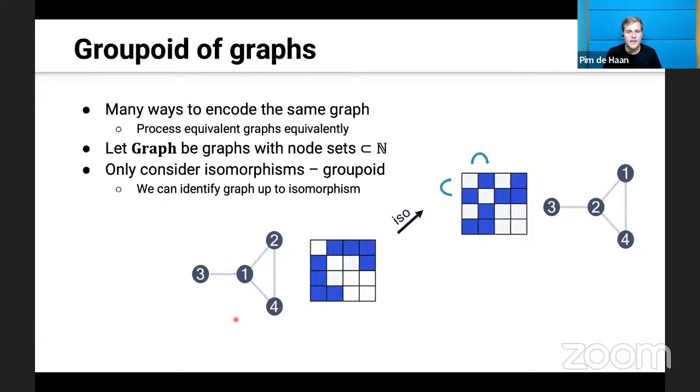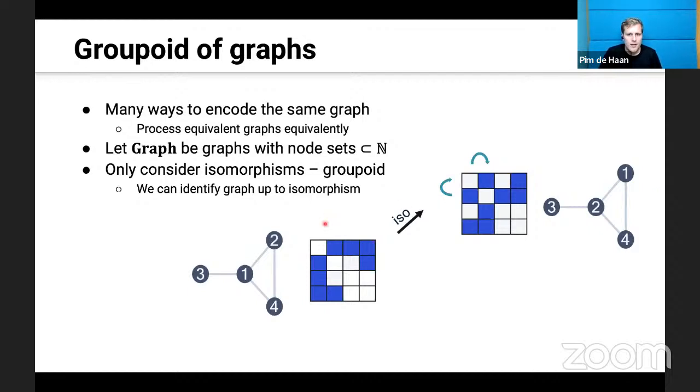A graph isomorphism here is a map to another graph, which is a map from a set of nodes to another set of nodes, such that whenever two nodes are connected in the first graph, if and only if, they must be connected in the image of the node bijection also.